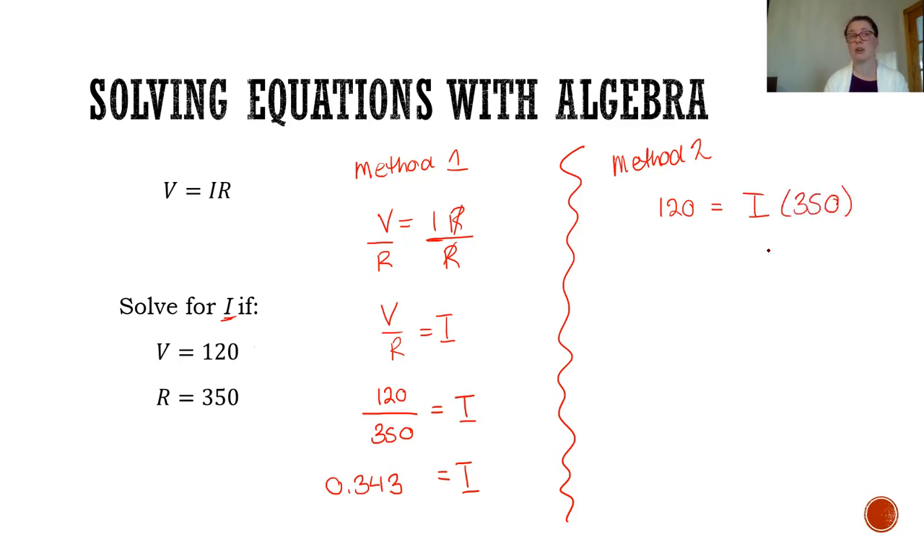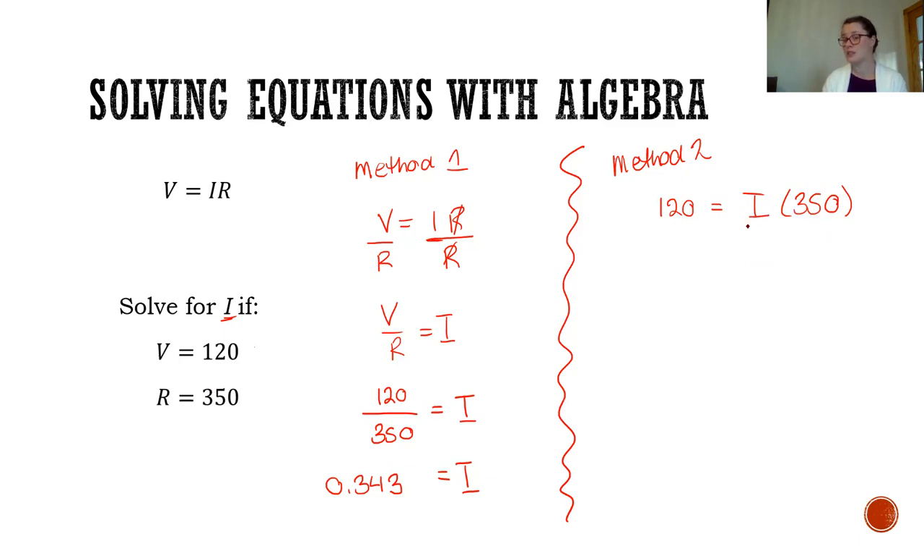Now I have a habit of putting whatever number I'm substituting in brackets. That's because sometimes we'll have times when we have a negative sign, and it's nice to keep it separate. It also helps us remember that that's one component. So it's just a habit I have. If you want to do I times 350, that works, but I do like using brackets myself.